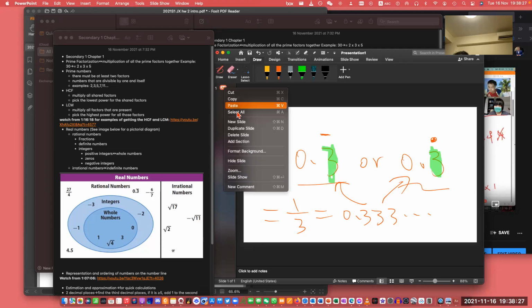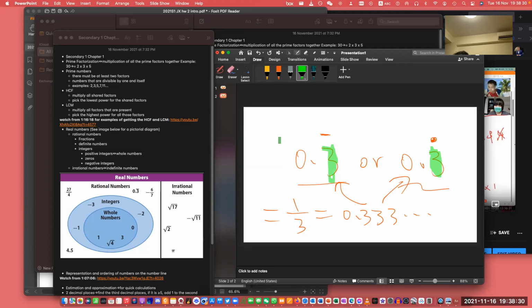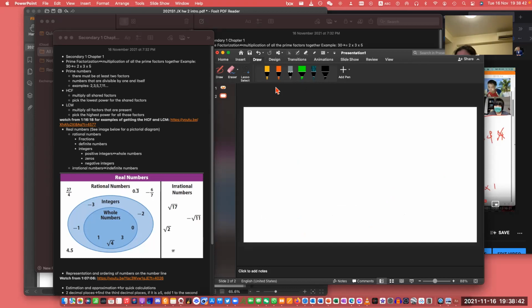Okay, I'm going to give you another example. What if you have 0.12, with a dot above 1, and also a dot above 2? What do you think is the meaning of this 0.12 with 2 dots above? What do you think is the answer for this? 1, 2, 1, 2, 1, 2. Exactly. So that's the meaning of this.